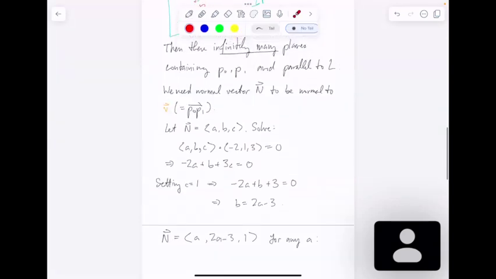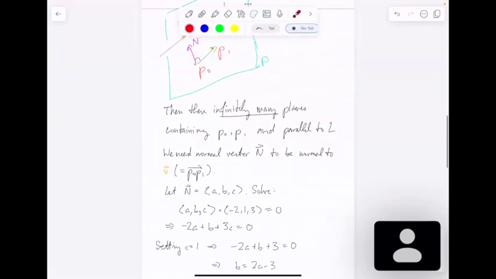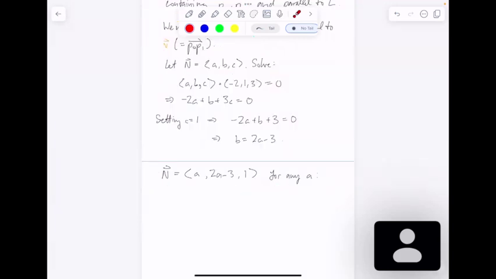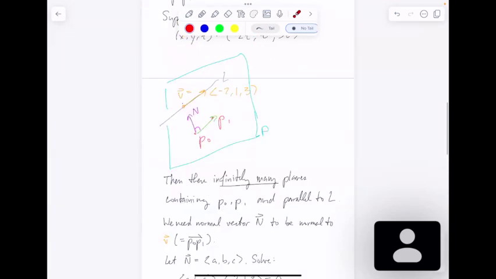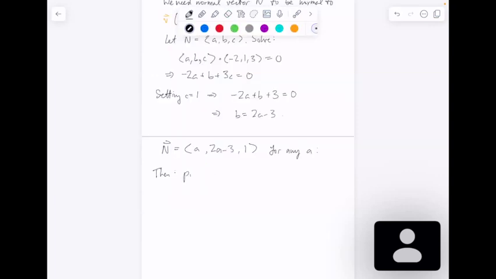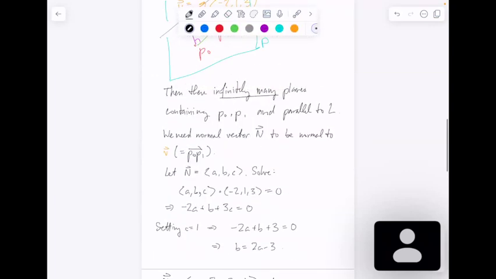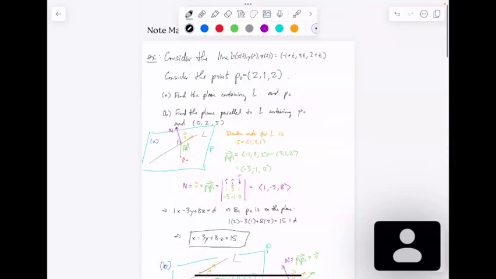And so you get infinitely many planes, right? For a particular a, your normal vector might point here, another one might point here, another one might point here, depending on how you vary a. And each of those is going to get you a plane that is parallel to this line here. And to make sure that the plane contains P0 and P1, you just got to make sure it contains P0. So let's say P0 has coordinates 2, 1, 2.